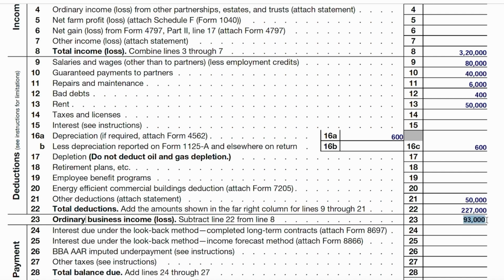This will be deducted from gross profit, and this is the partnership's ordinary business income. This number is very important to us because the partnership will flow this number to the partners on their Schedule K-1, and from their Schedule K-1, the partner will pick it up on their Form 1040 as income and will pay tax on that amount. Let me show you K-1.